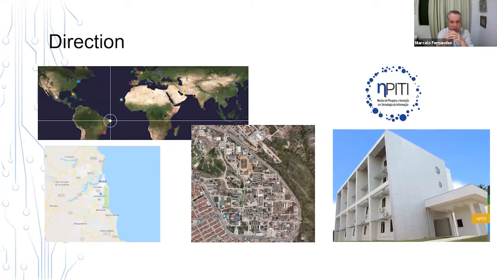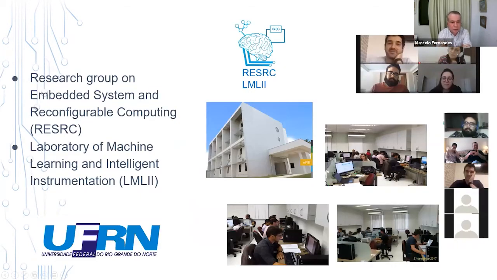Let me talk a little bit about my lab, okay? I'm in Brazil, in the city called Natal. Natal means Christmas, okay? This is the lab that I'm working in. I'm a leader of a research group in embedded systems and reconfigurable computing. I'm also leader of the laboratory of machine learning and intelligent instrumentation. Here are some students in our team.